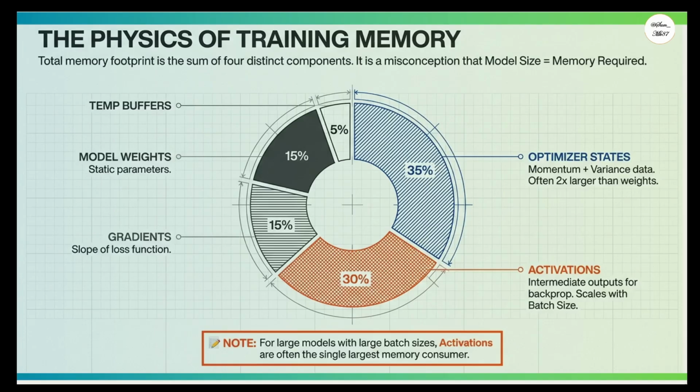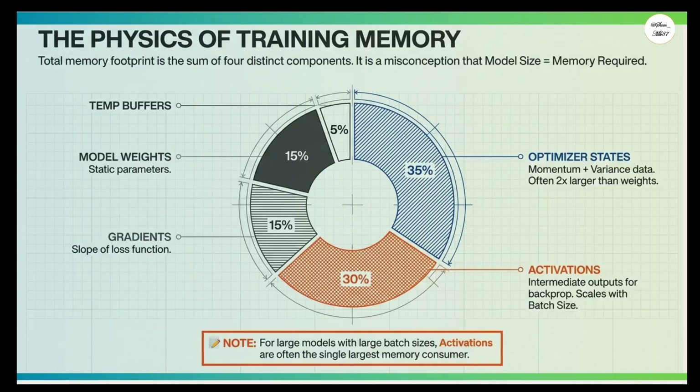Then we have the gradient. You need to store those gradients, and that can also get up to 15% of the memory footprint of the model. And then last but not least, the main part is the activation, which is the intermediate output needed for back propagation.